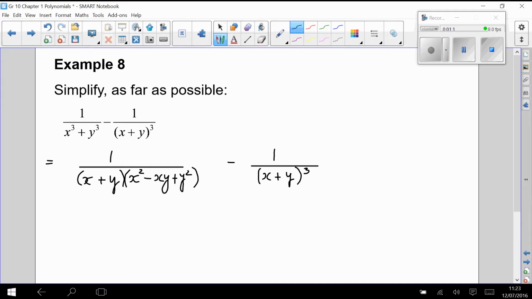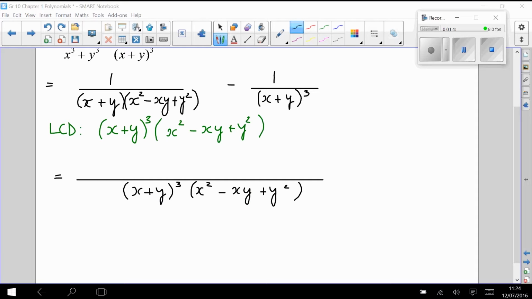Now, if I want to find my LCD, I need to take the most of each type of factor. There is an x plus y factor in the first term, but there are 3 x plus y factors in the second term. As I must choose the most, I'm going to choose the 3 x plus y factors. The x squared minus xy plus y squared factor only appears in the first denominator, but it must also be included in my LCD. I'm now ready to change my numerators.